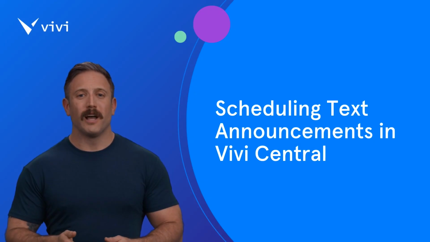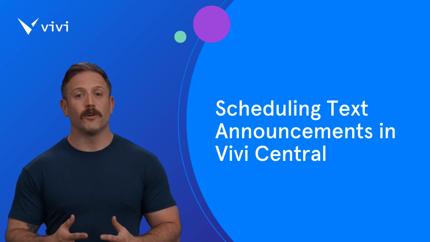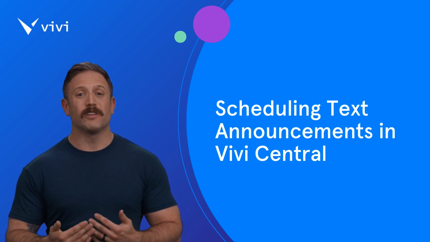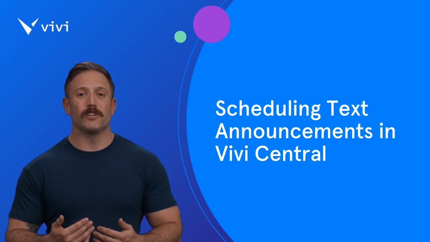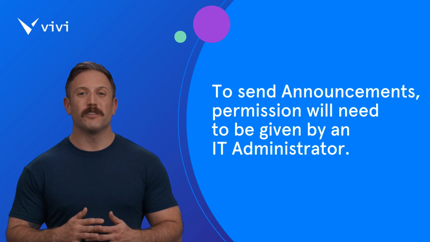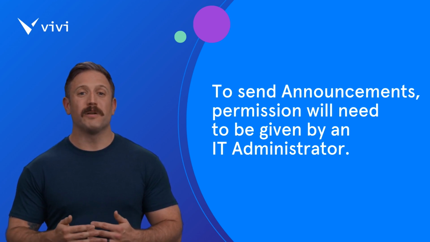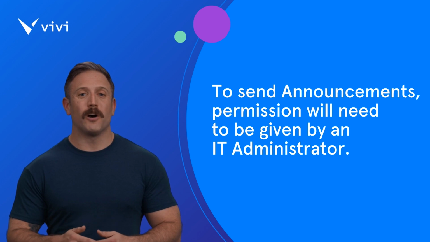With Vivi Text Announcements, you can share on-screen text announcements to any display in your Vivi network, and, using Vivi Central, schedule them to be shown at specific times. To send announcements to Vivi displays, permission will need to be given to selected users by an IT administrator. Refer to our video on configuring announcements for more information.